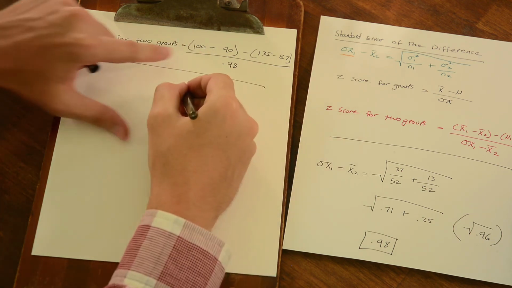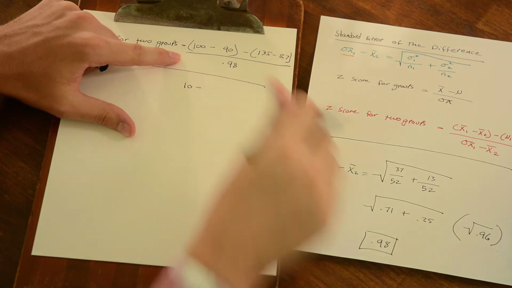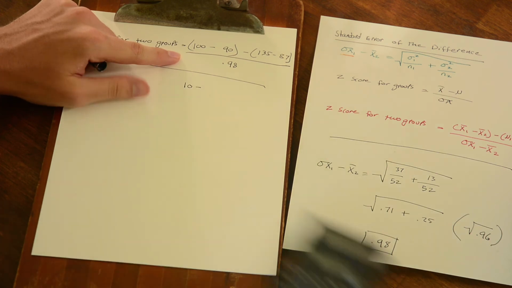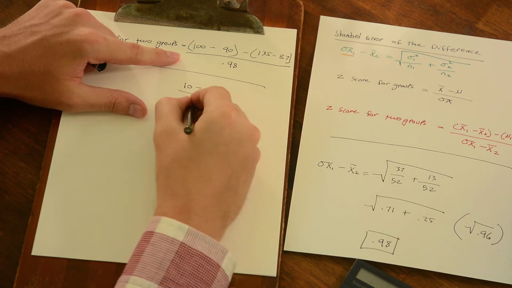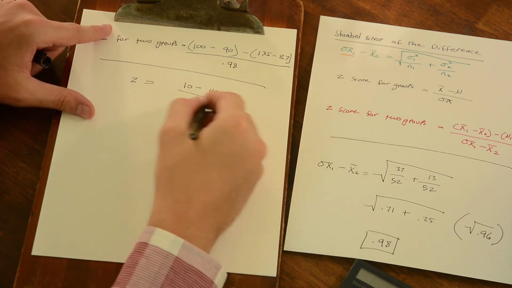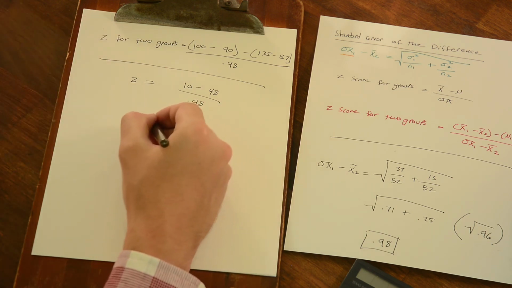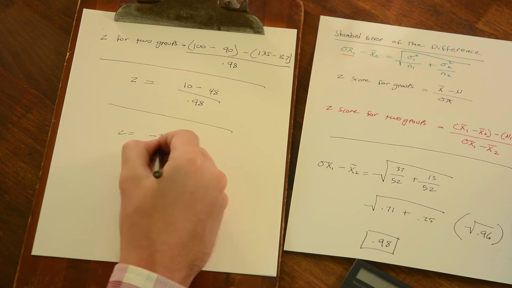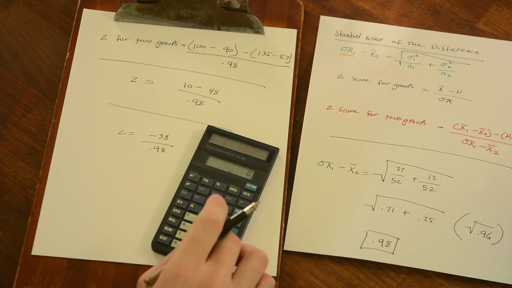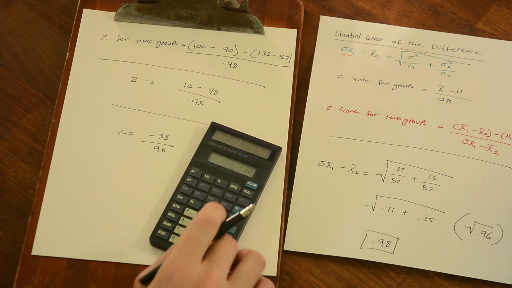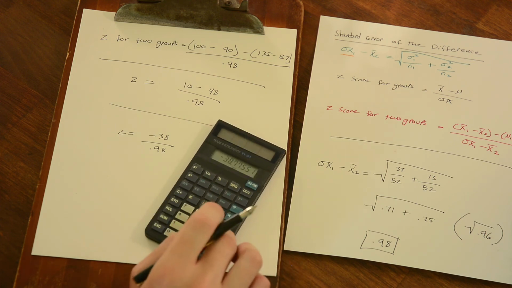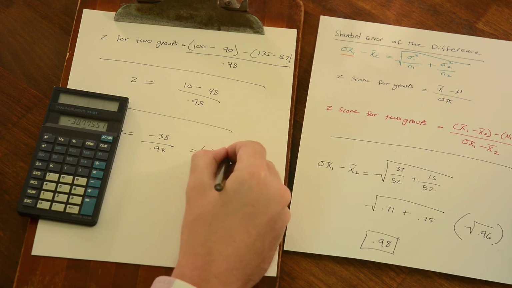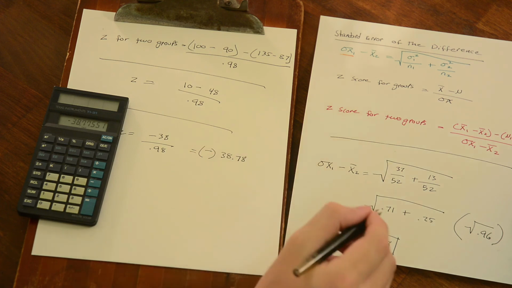And we'll go ahead and work that out. So that's going to give us 10 minus, let's see, 135 minus 87 is equal to 48, over 0.98. So z is equal to 10 minus 48 divided by 0.98, which is going to give us negative 38 divided by 0.98, which is equal to negative 38.78, which would be our z-score.